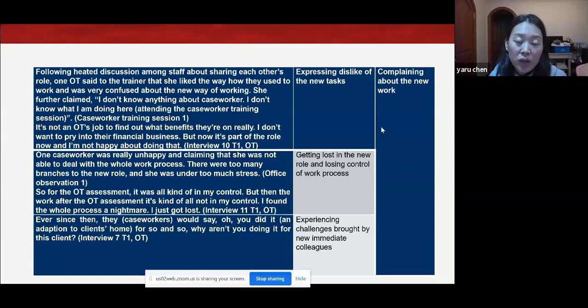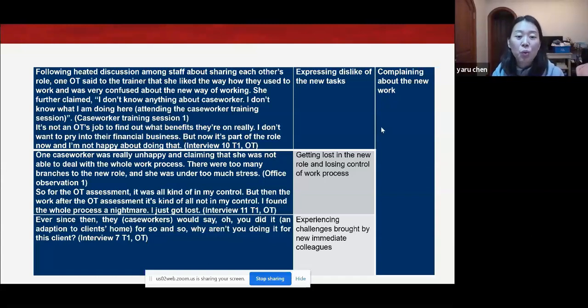In one of the caseworker training sessions, I observed that following heated discussion among staff about sharing each other's roles, one OT said to the trainer that she liked the way they used to work and was very confused about the new way of working. She further claimed, "I don't know anything about caseworker. I don't know what I'm doing here," i.e., attending the caseworker training session. So there was very much expressed dislike of the new tasks from all three groups. They all liked the original role and didn't want to take on the new work.